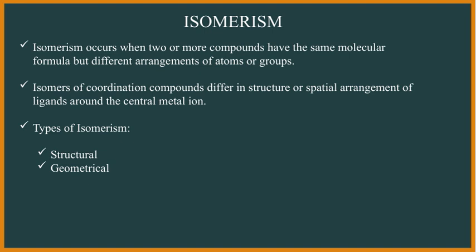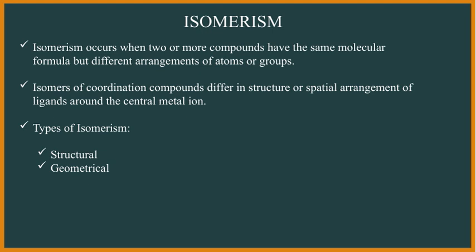There are mainly two types of isomerism to keep in mind: structural isomerism and geometrical isomerism. Structural isomers have different connectivity between atoms, meaning the bonds are arranged differently. Geometrical isomers, on the other hand, differ in the spatial arrangement of ligands, especially around a double bond or a metal center, which can affect their physical and chemical properties. Understanding these differences is essential because it ties back to our overall theme of how molecular structure influences properties and reactivity in coordination chemistry.